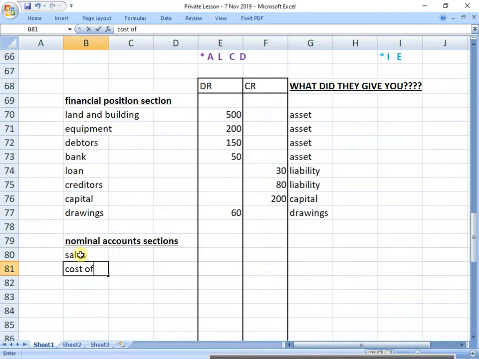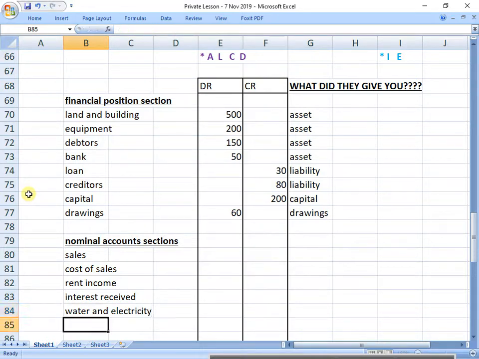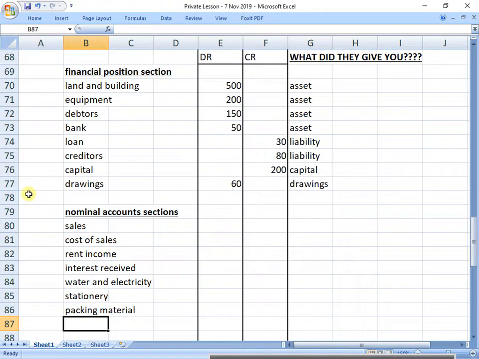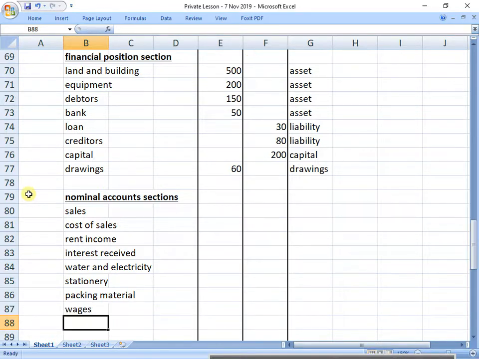Sales, cost of sales, rent income, interest received, water and electricity, stationery, packing material, wages. Okay, that's enough. Let's keep it simple.